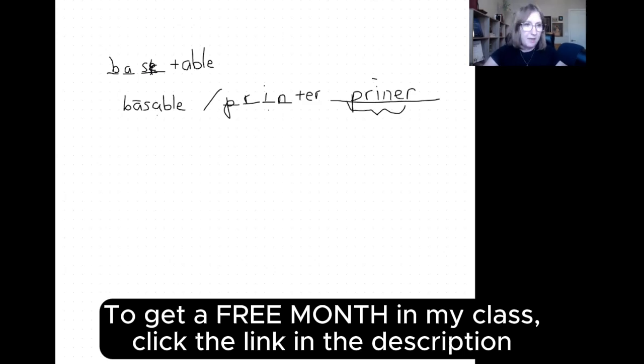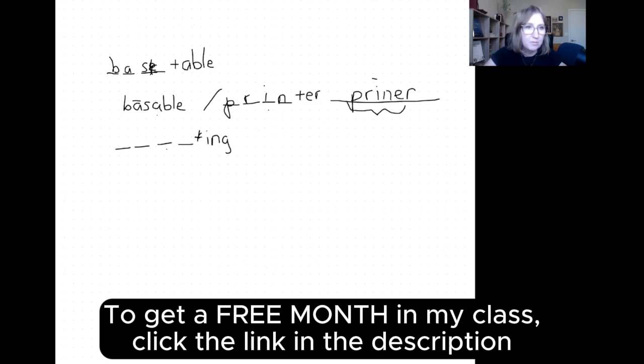Next word, floping. So our base word is flope. We have f, o, p, and then I'm going to add an ing suffix. Ing, the suffix ing means it's happening right now. Okay, that looks like it's a plus. It looks like a T, but it's a plus.